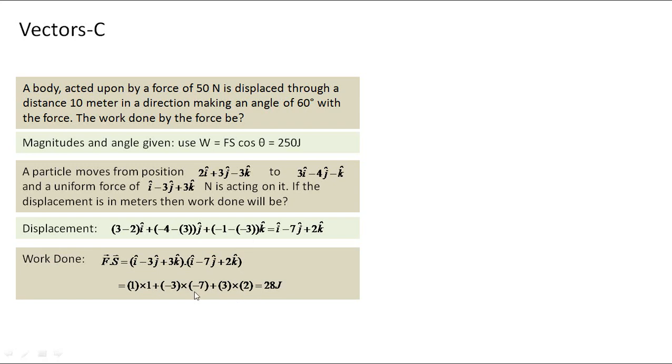And just to remind you, how do we take the dot product? X component multiplied by x component, y component multiplied by y component, and z component multiplied by z component, or you can call this i j k. We will use it synonymously. We substitute these values, we find the answer comes to 24 joules.